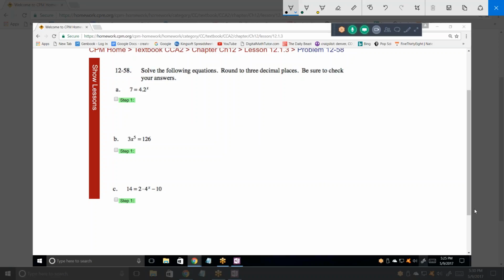All right, how about number C? My first step? Add 10. So I get 24 equals 2 times 4 to the x. My second step? Times it by 2. You mean divide by 2? Oh, yeah, sorry. All right.